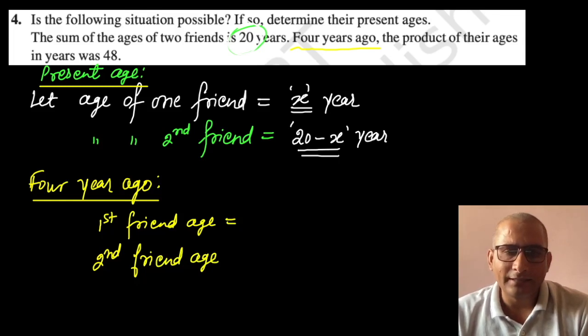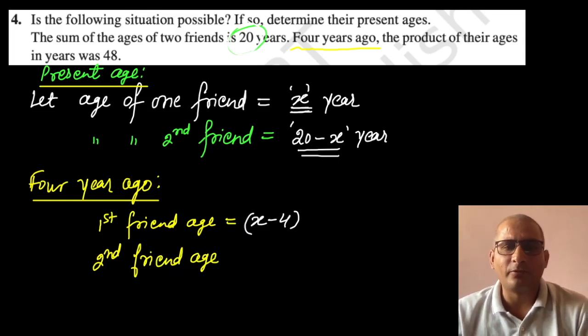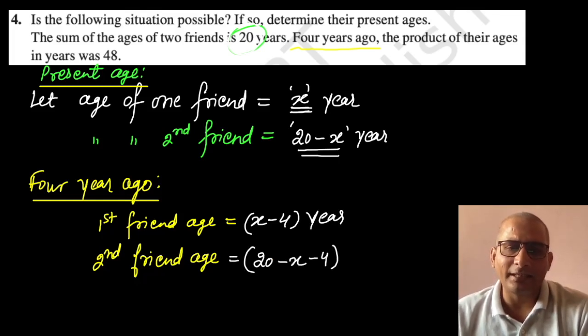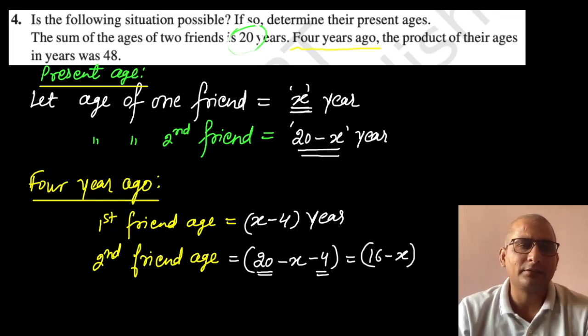x minus 4. Yes, 4 साल कम होगी, अभी प्रेजेंट में x है तो होगी x minus 4, and the second friend's age is 20 minus x minus 4. Yes, तो 20 माइनस एक्स प्रेजेंट एज है, इसमें से 4 माइनस कर देते हैं, and it can also be written like this: 20 minus 4, 16 minus x years, right?